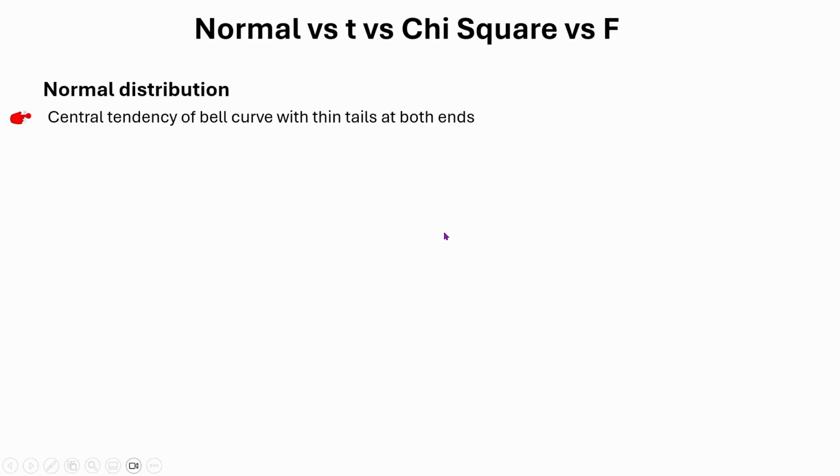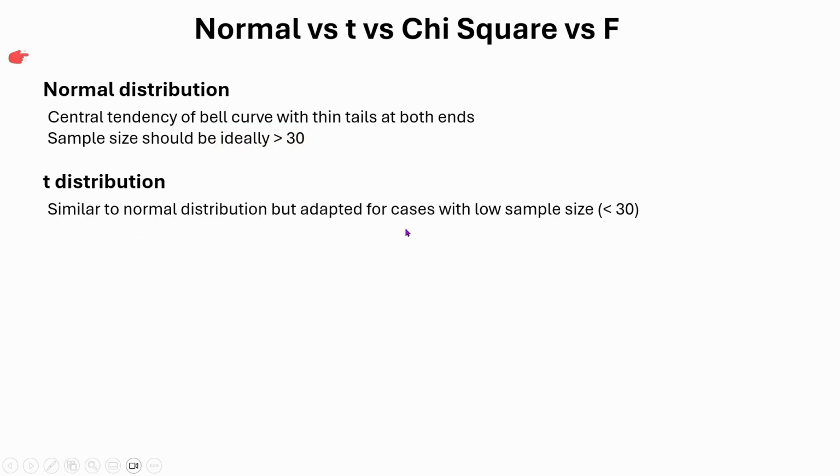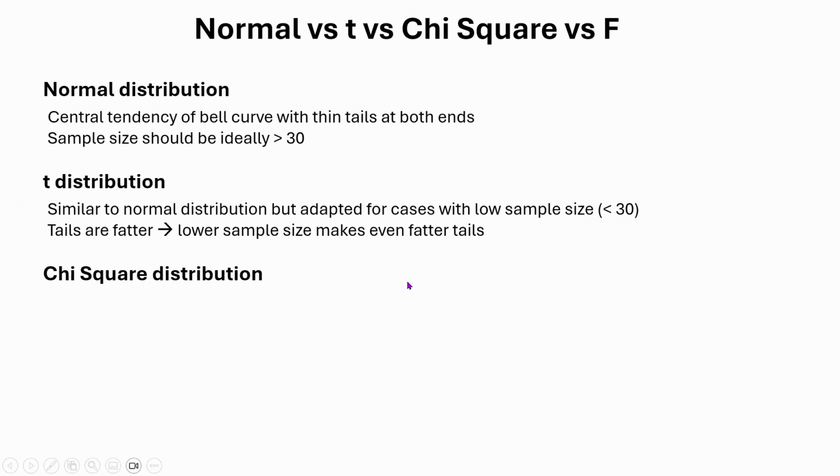Let's now talk about normal versus T versus chi-square versus F distribution. Normal distribution is very familiar to us. It is nothing but the bell-shaped curve with thin tails at both ends and with a central tendency. In normal distribution, the sample size should ideally be greater than 30. The T distribution is very similar to normal distribution, but it is adapted for cases with low sample size. That means when sample size is less than 30, you model that using T distribution. The tails are also fatter, and the lower your sample size, the fatter will be the tails of the T distribution.